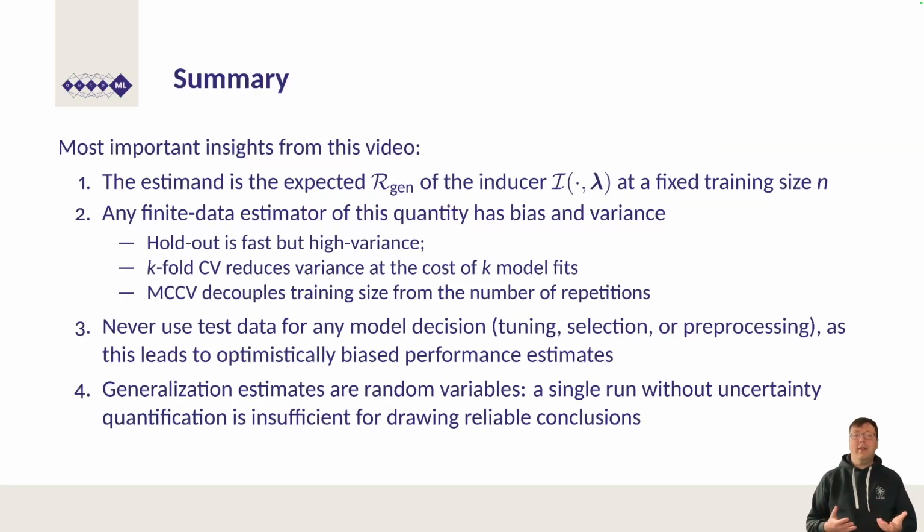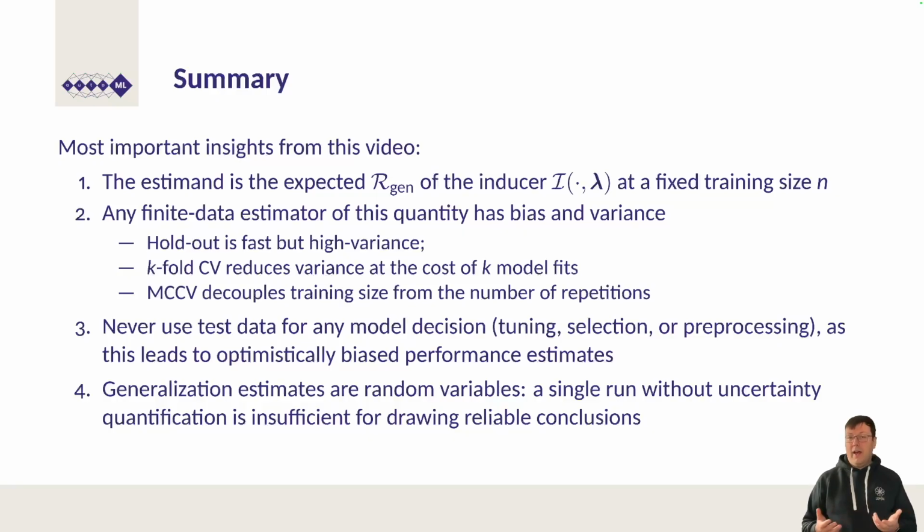Let us close with the key takeaways of this section. The estimate is the expected generalization risk of the inducer at a fixed training size n. Both the configuration and the sample size are part of the definition. Any finite data estimator of this quantity has bias and variance. The choice of validation scheme is fundamentally a trade-off between the two, mediated by computational budget.